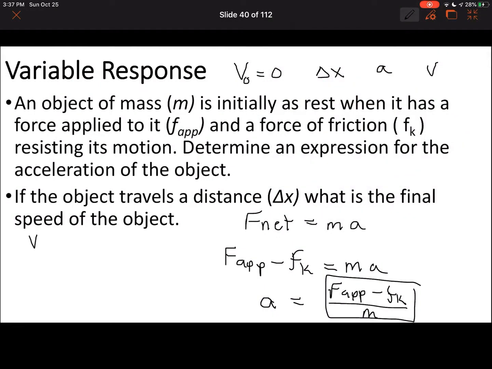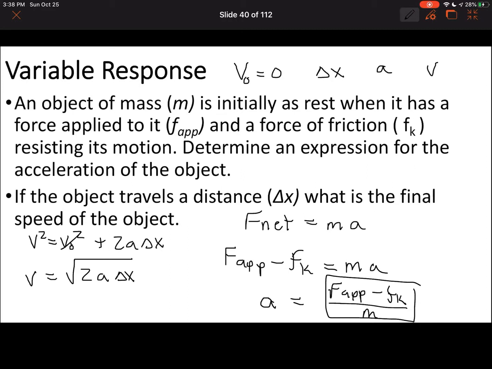Oops, nope, I want to keep recording. I can use my kinematic equation, v squared equals v naught squared plus 2a delta x. And in this case, I just want to rearrange this equation for final speed. I actually already have that. And so v is going to be equal to, this is at rest, so we can cancel that out, the square root of 2 times a times delta x.